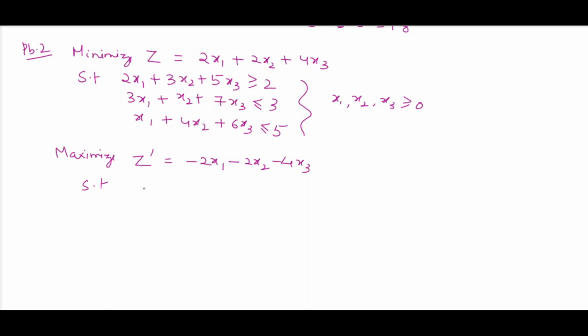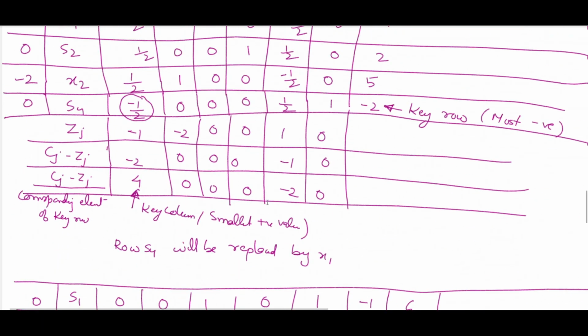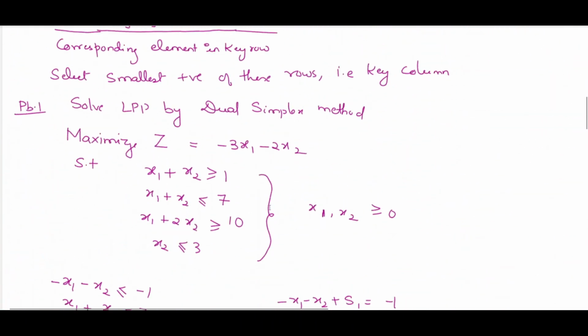So subject to, your constraints are minus 2x1 minus 3x2 minus 5x3 less than or equal to minus 2. And both of these you can just note down: 3x1 plus x2 plus 7x3 less than or equal to 3, x1 plus 4x2 plus 6x3 less than or equal to 5. And now we have framed that. Now I think we have converted this into a maximization type. Next, a similar process you will follow and work out this problem. So this completes your dual simplex method.